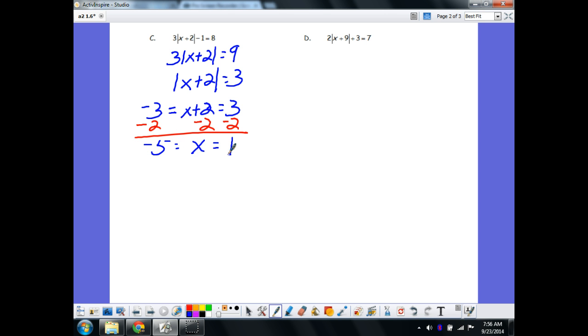So now, checking, we start with the negative 5. Negative 5 plus 2 is negative 3. Absolute value of negative 3 is 3. 3 times 3 is 9, minus 1 is in fact 8, so negative 5 is the solution. And then with 1, 1 plus 2 is 3. Absolute value of 3 is 3. Times 3 is 9. Minus 1 is also 8. So they are both solutions.